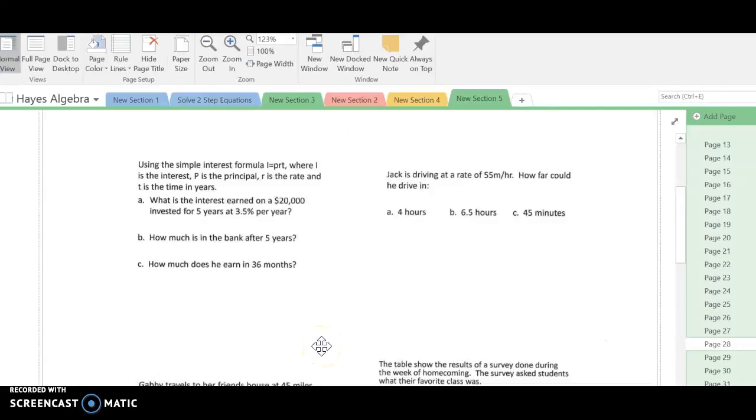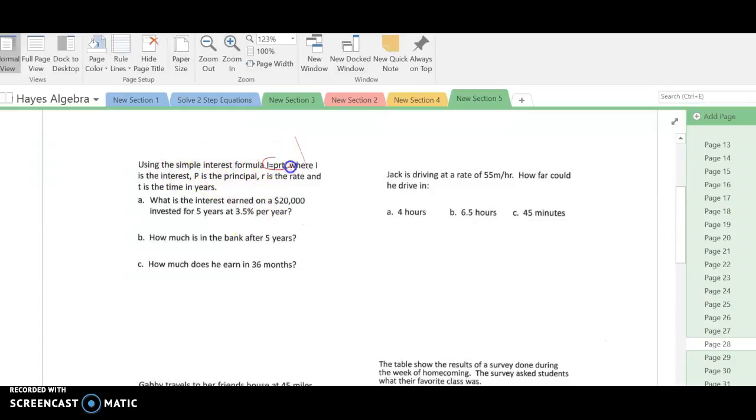This is a review for the unit. Hopefully it'll be pretty easy for you. If you want, you can go ahead, attempt the problems, pause the video, and then fast forward to the answer, see if you got it right, and if you need an explanation, rewind it, and so on. It's up to you. So first one, simple interest.